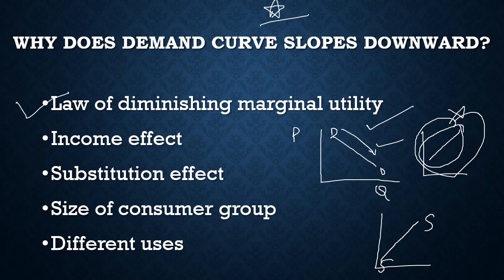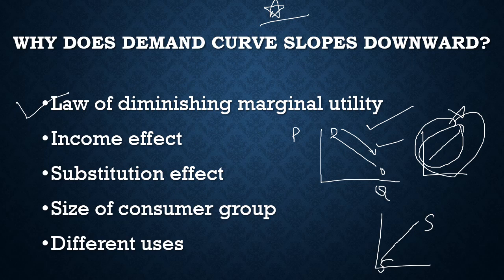Third one is the substitution effect. Substitution effect refers to the substitution of one commodity for the other when it becomes relatively cheaper. Thus, when the own price of commodity X falls, it becomes cheaper in relation to commodity Y. Accordingly, X is substituted for Y. It is expansion of demand due to the substitution effect.